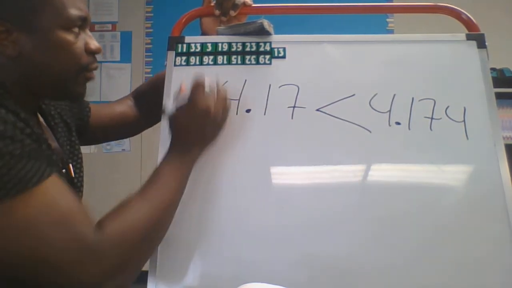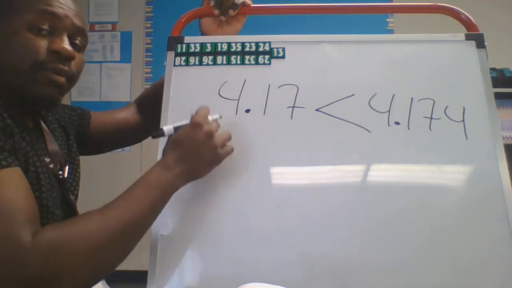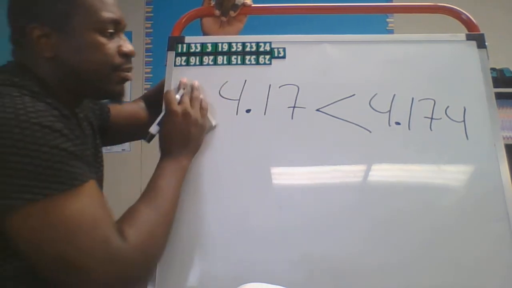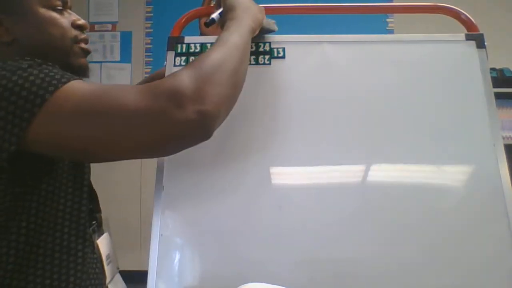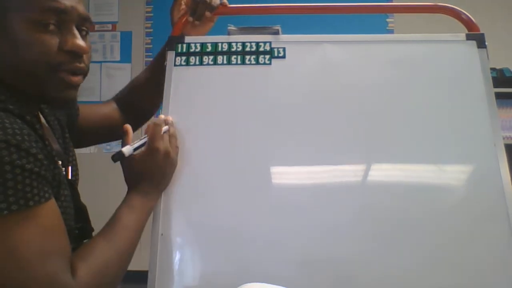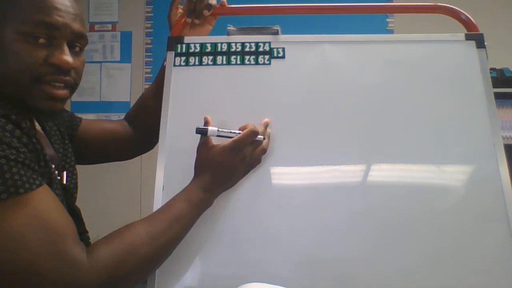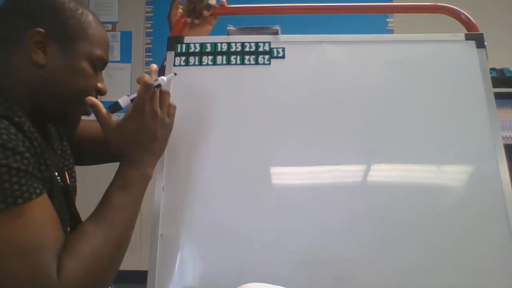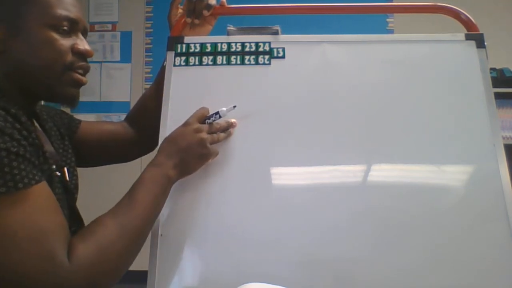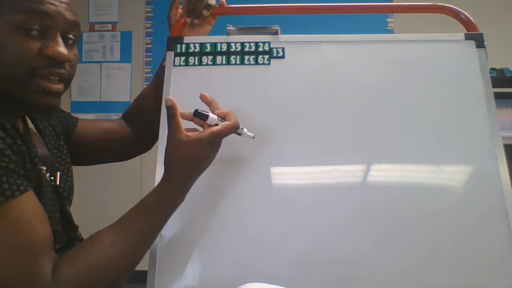Okay, so hope that made sense. If it didn't, rewatch, listen again. And the next question is, I want you to put the following numbers in order from greatest to least. So you make sure you're reading and putting things in the correct order, because if it says least to greatest, it's going to be the opposite.